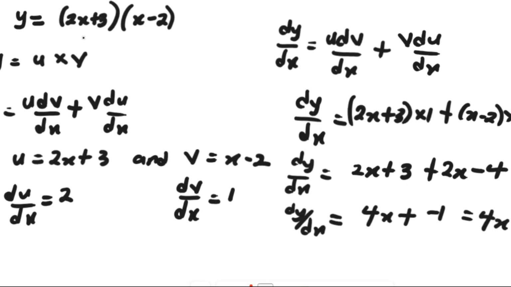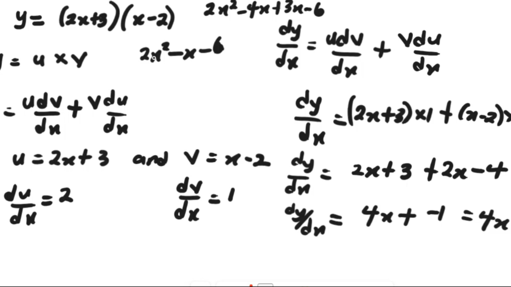So what I mean is that let's try opening the brackets from here. 2x times x, this will give us 2x squared. So 2x times minus 2, that will give us minus 4x. 3 times x, that will give us plus 3x. 3 times minus 2, that will give us minus 6. So this will be 2x squared minus x minus 6. So now it gives us just one function.